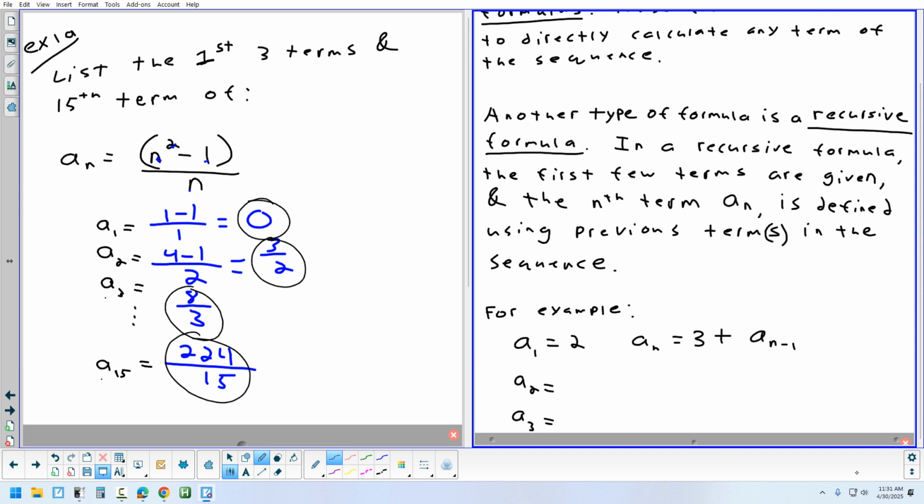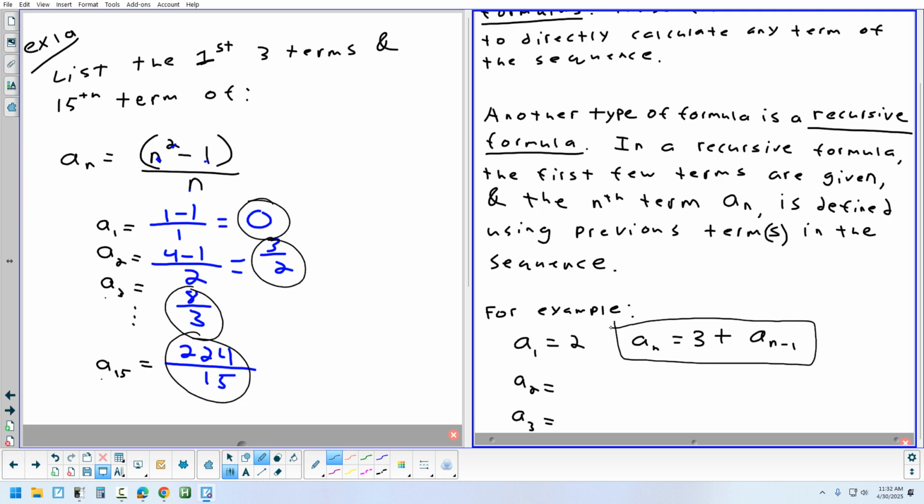Here's an example of a recursive formula. In a recursive formula, I have to start you off with something, generally the first term. If you do not know the first term, and all I give you is take the one before it and add 3, well, then you're kind of stuck. You need to be able to start somewhere. So the first term is 2, and the reason I know that is it's given. What would be my second term using the formula that's right here?